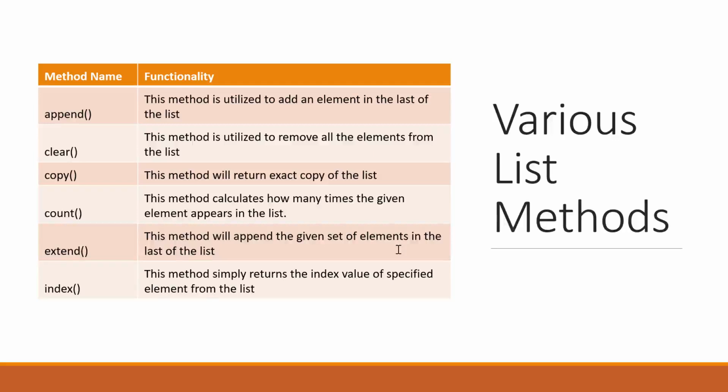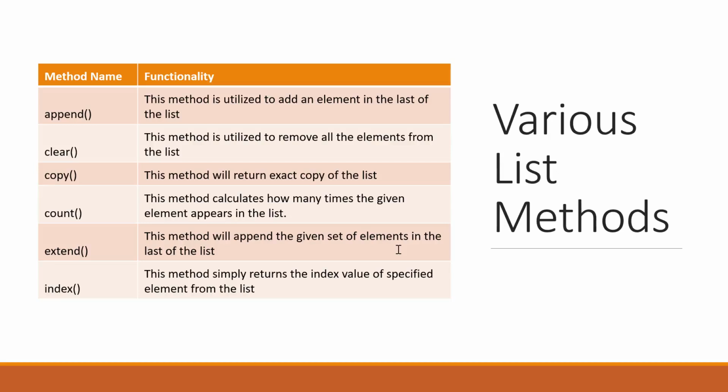Now let's move to our next topic and let's discuss some built-in list methods. Other than these operations, Python also facilitates certain built-in methods related to lists. Each of these methods has different functionality. Here you can see the list of methods. Very first is the append method. This method is utilized to add an element at the end of the list. Then there is clear. This clear method will remove all the elements from the list, so it will empty the list. Then there is copy. The copy method is utilized to create an exact copy of the list.